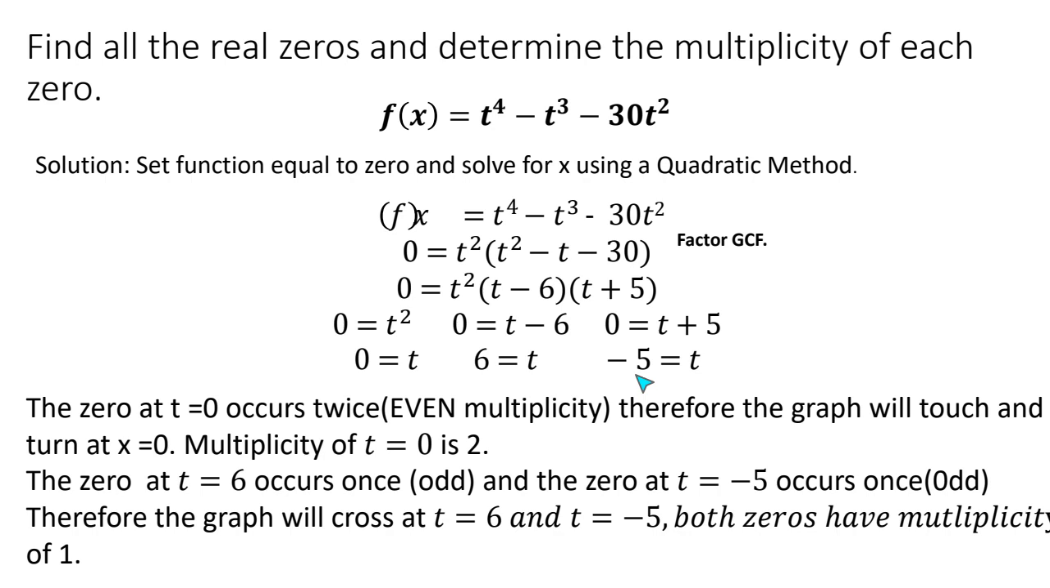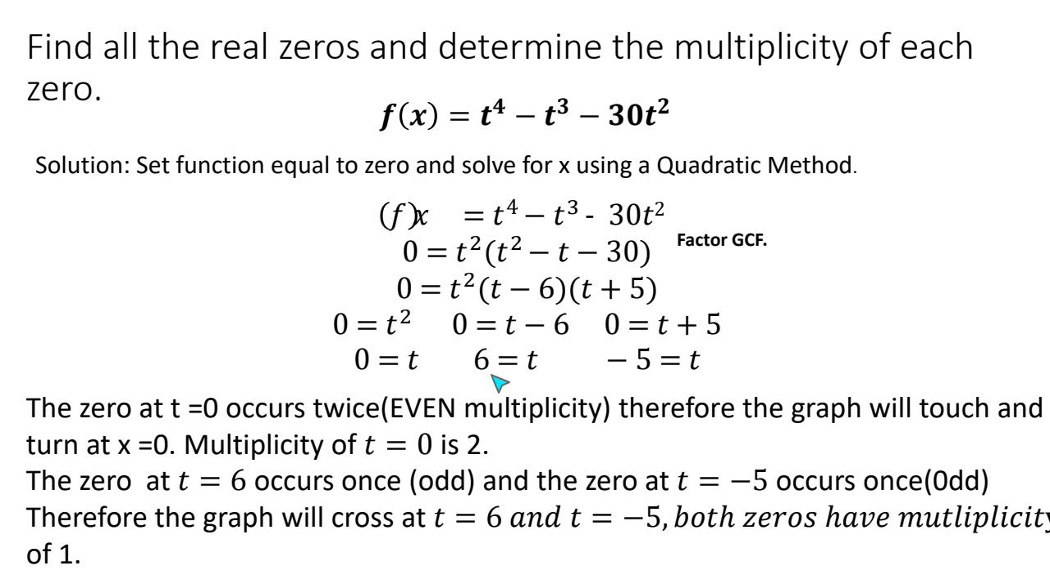When it's asking for the multiplicity, basically it's asking how many times a certain zero appears. If it appears an even number of times, then the graph is going to touch and turn. If it appears an odd number of times, then the graph is going to cross. So here, even though I only have one t equals 0, in reality, since the t is squared, there is another t equals 0. So 0 appears twice. That means it has an even multiplicity, so it's going to touch and turn.